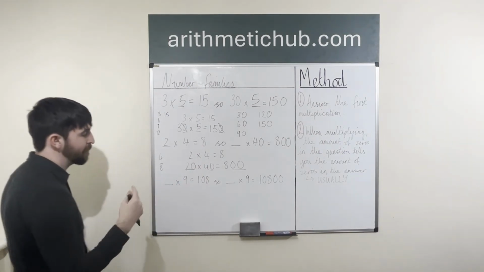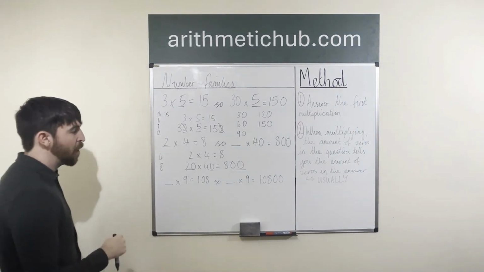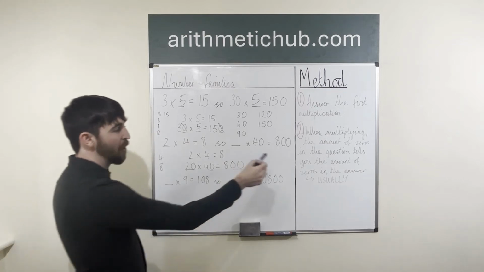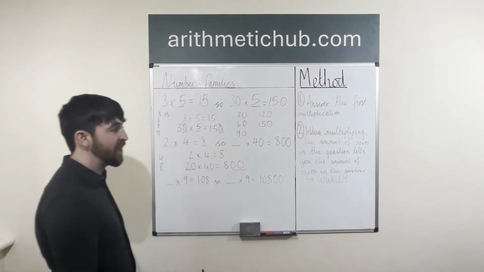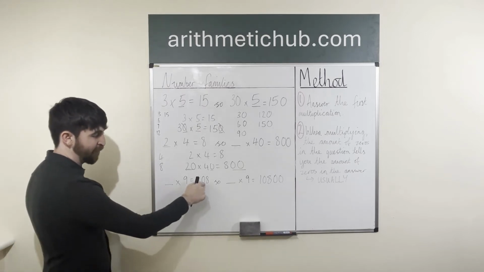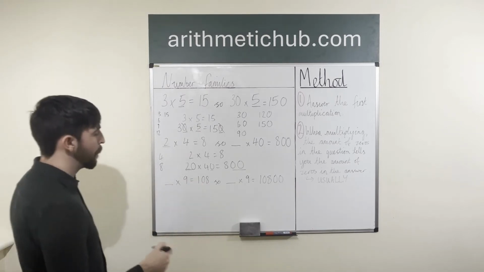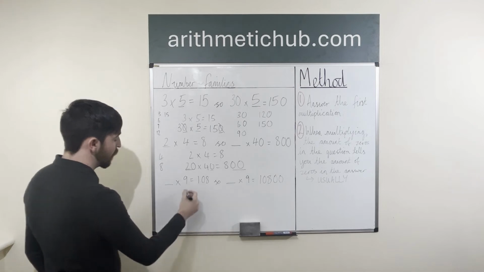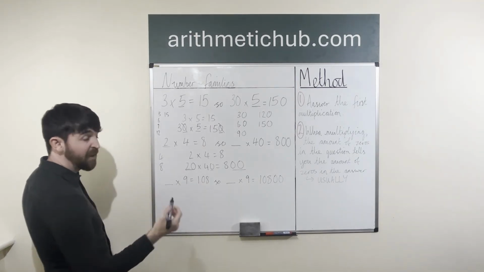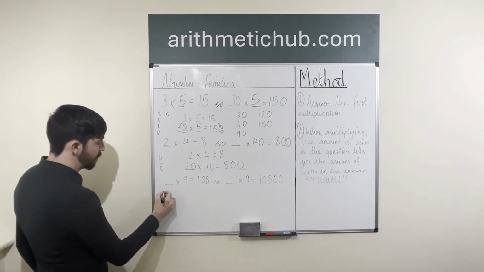This is where it becomes slightly more confusing, and only because of this 108 here, because it says when multiplying, the amount of zeros in the question tells you the amount of zeros in the answer. Usually we've got another 0 in the question here. So let's have a little look at it. Something times 9 is going to give me 108. So for 9s, I might need to write down my 9 times tables.